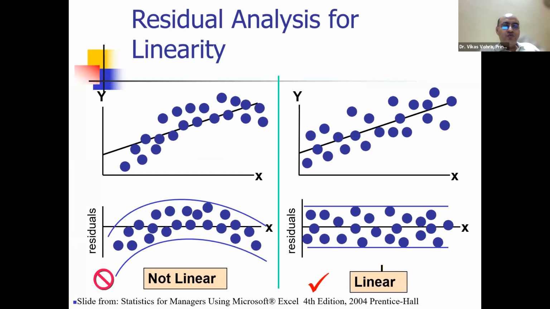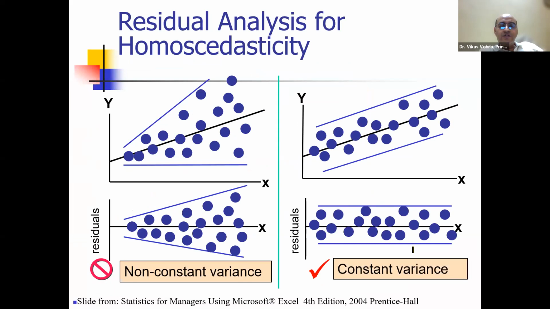That means these two on the left-hand side are non-linear, which means the linearity condition is not met. Whereas if such a plot comes, it is linear. Both the residual plots of x versus y, these two, are the linear ones. Then you can check the homogeneity of variance. We say the variance is constant, so this will be the situation.